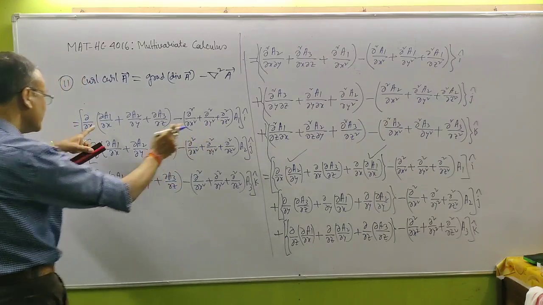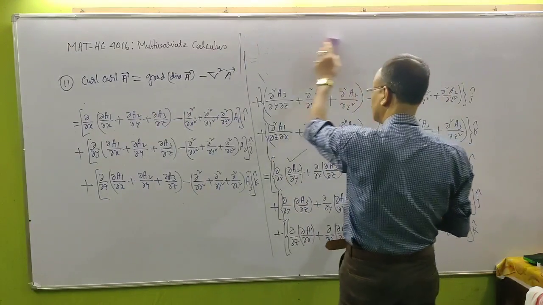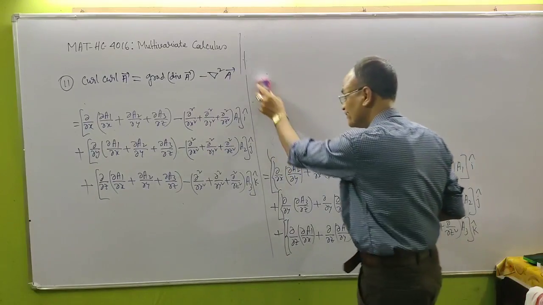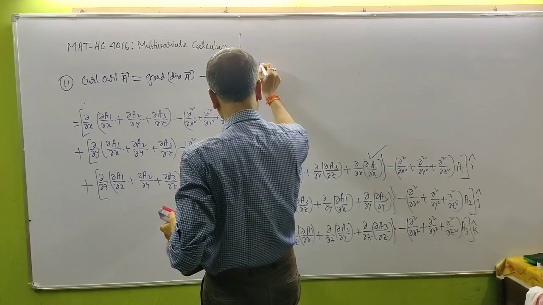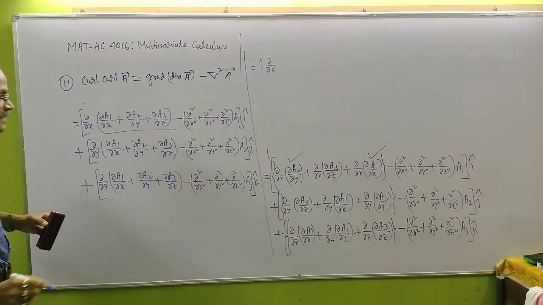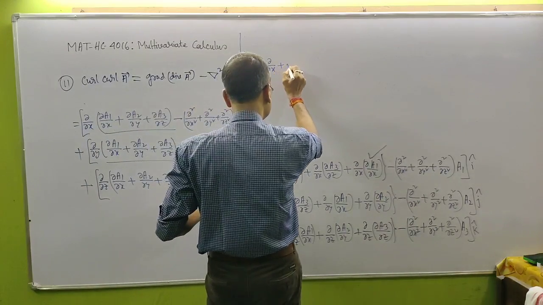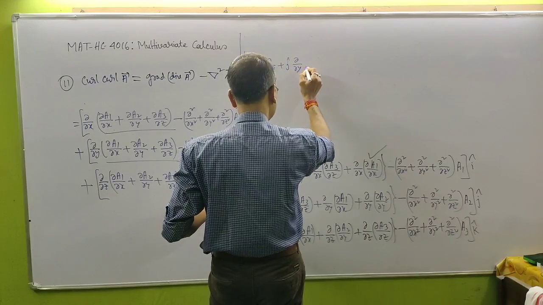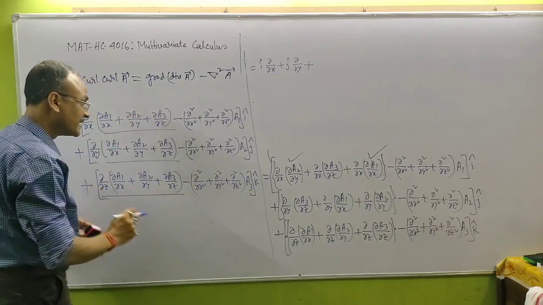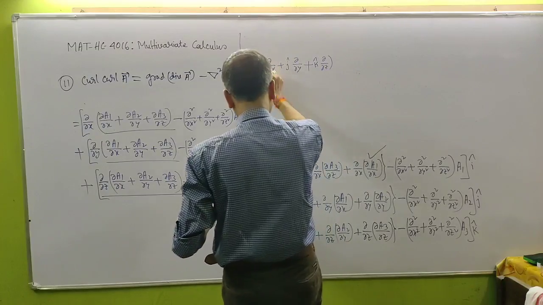Now you see i cap del/del x. Now let me write this on this side. Now this is equal to i cap del/del x of this plus j cap del/del y of this plus k cap del/del z of this.